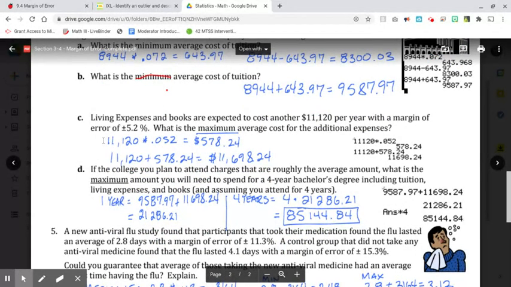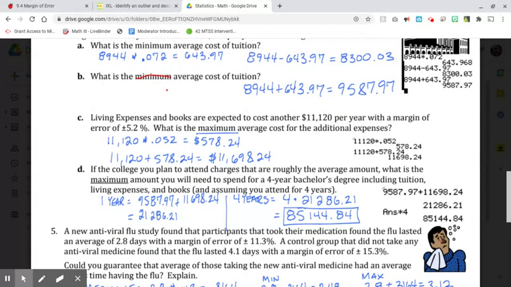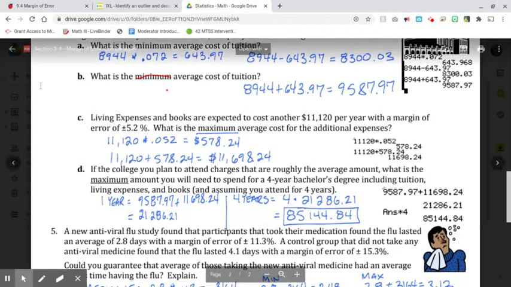Living expenses and books are expected to cost another $11,120 per year with a margin of error of 5.2%. What is the maximum average cost for these additional expenses? So 11,120 times 5.2%, which is 0.052, gives us $578.24. To find the maximum average cost, we want to add.